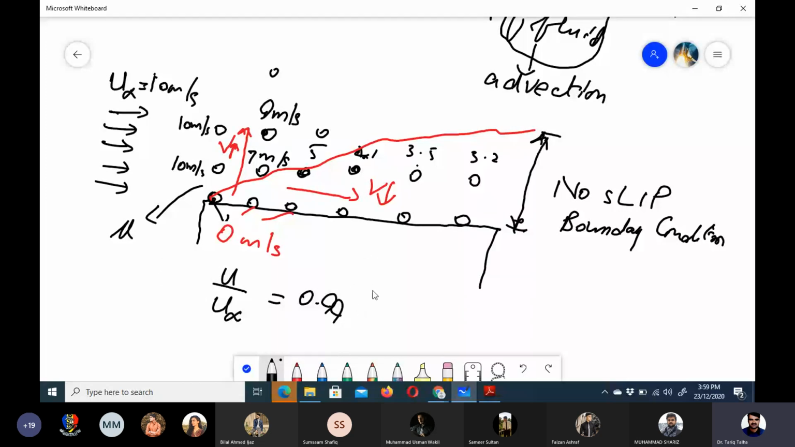So the distance at which u upon u infinity becomes equal to 0.99, that is basically the thickness of that velocity boundary layer, and that is represented.